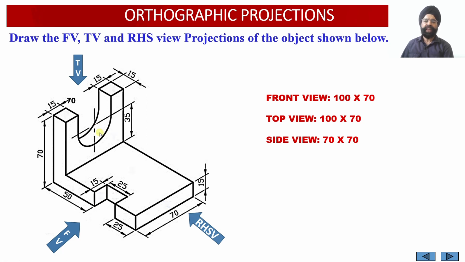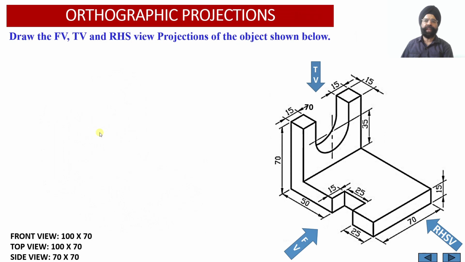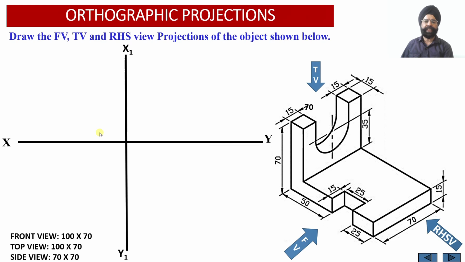Now let us start with evaluation of the orthographic projections of the solid. So step 1, we are required to draw the XY reference line and the X1 Y1 reference line, and since we have to draw the front view, top view and the right hand side view projections of the solid, the front view will be drawn above the XY reference line, the top view will be constructed below the XY reference line, and the right hand side view of the solid will be projected on the left hand side of the front view. Now let us draw the front view first of all.